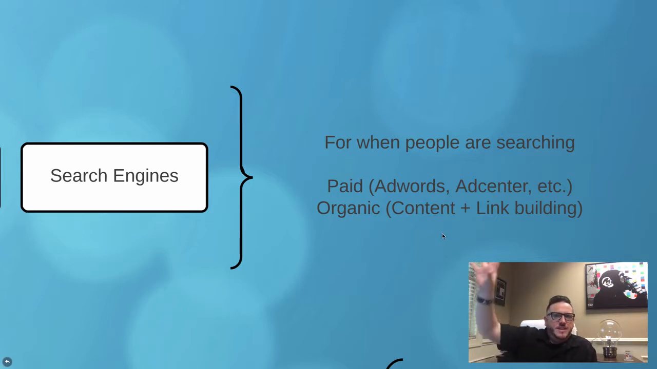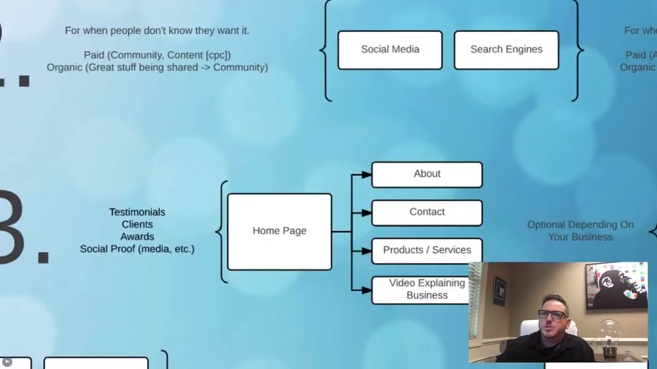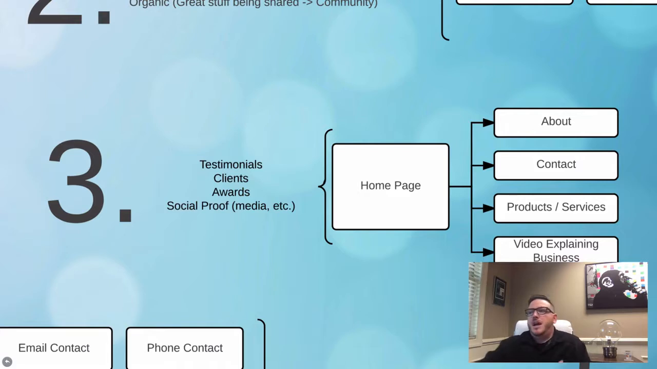So you've identified the buyer. You have looked at, do we want to focus on social or do we want to focus on search? And when you do, you're going to start sending people to your website. Now, here are some things we always make sure that folks have on their website. Number 1, testimonials, clients, awards, and social proof.